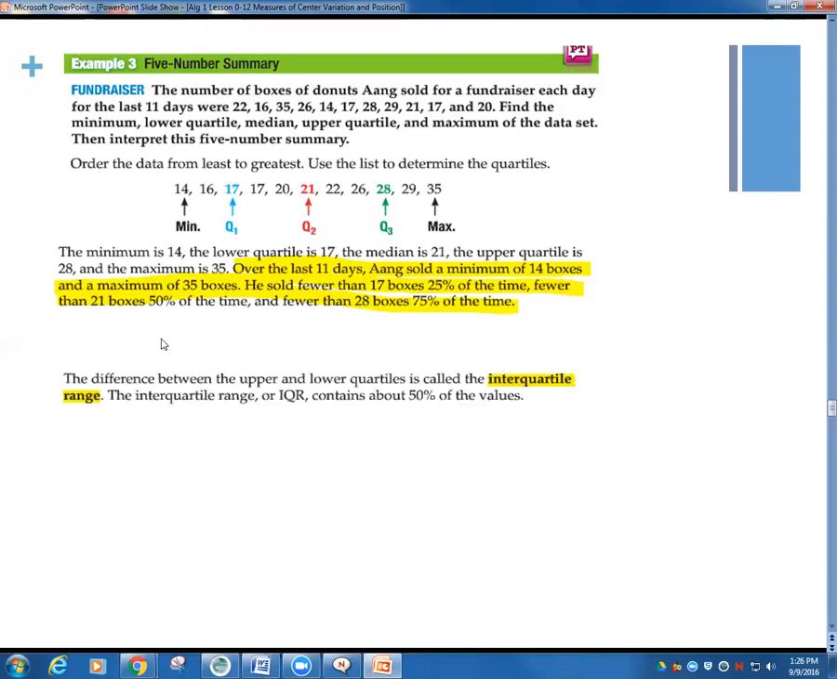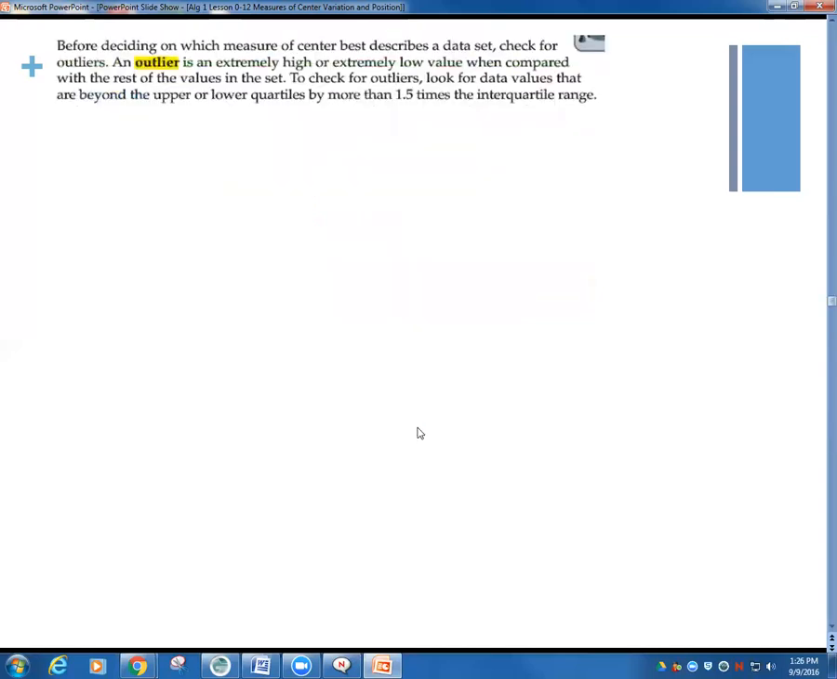The difference between the upper and lower quartiles is called the interquartile range. So if you do Q1 and Q3 and subtract, that's the interquartile range, or we're going to abbreviate it IQR, and 50% of the information is contained there. So between 17 and 28, that's the interquartile range, and in this case, it's 11.